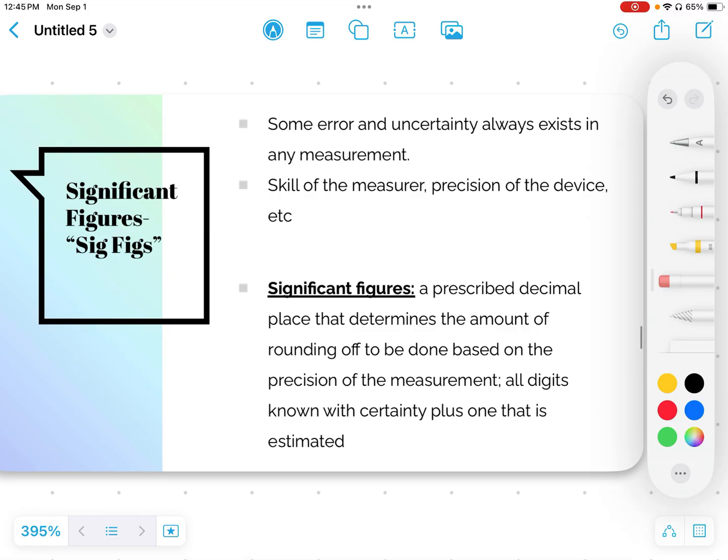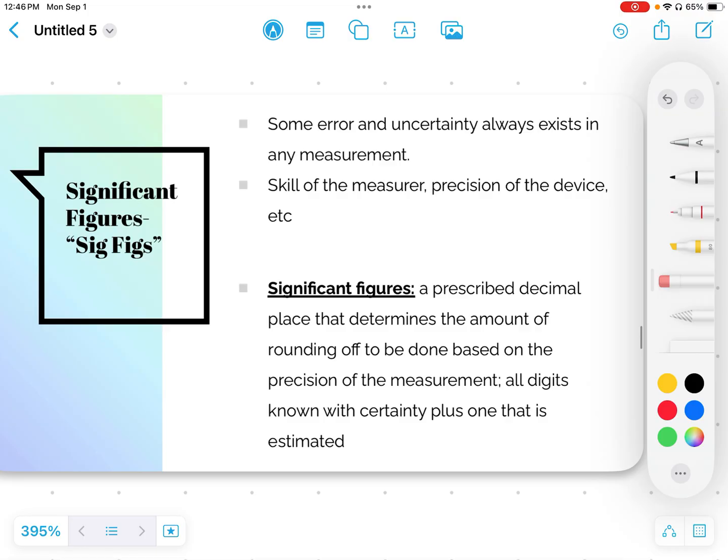Anytime we do any sort of measurement, we always have some sort of error or uncertainty that exists in it, because you never know what sort of error lies in there. There could be error with the measurer, or the person doing the measuring. There could be the precision of the device. The environment around could be affecting things. And so we never know. There's never a definite guarantee that every measurement is completely accurate.